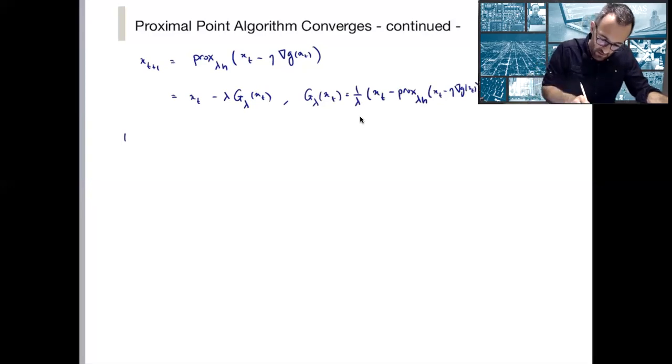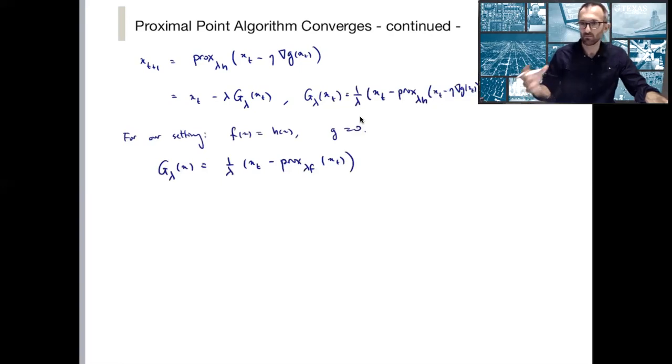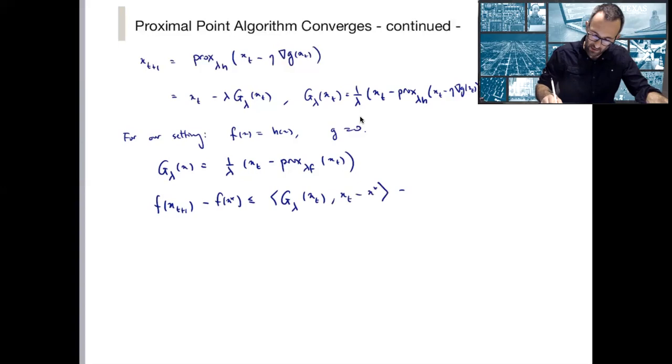But for our setting, where we're setting f of x equal to h and g equal to 0, what this reduces to is simply g lambda of x is equal to 1 over lambda xt minus prox of f evaluated at xt. So we have this. Now, looking back at the work that we had done, we obtain that f of xt plus 1 minus f of x star is upper bounded by g lambda of xt minus x star minus lambda over 2 times the norm of g lambda of xt.